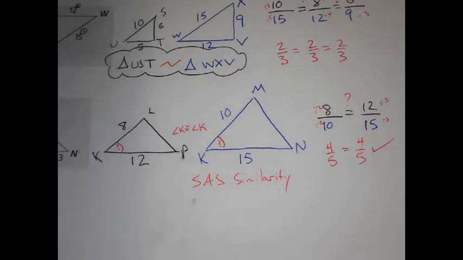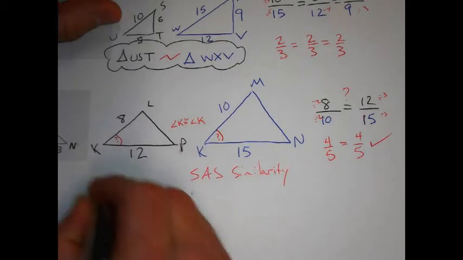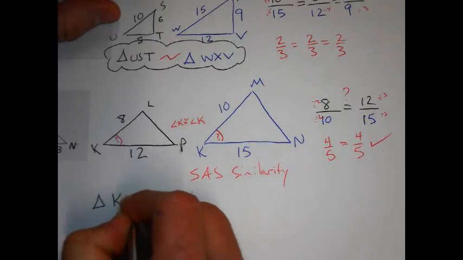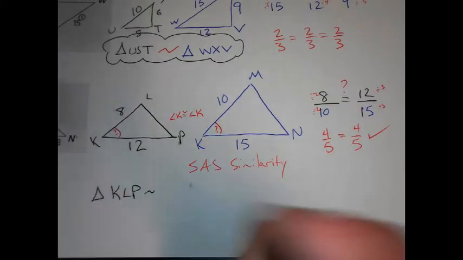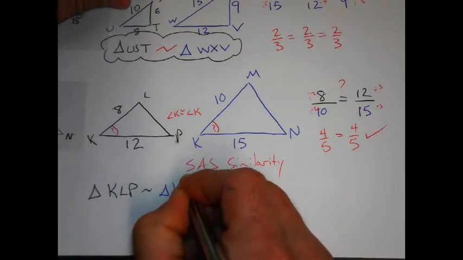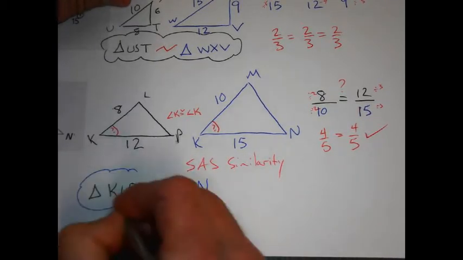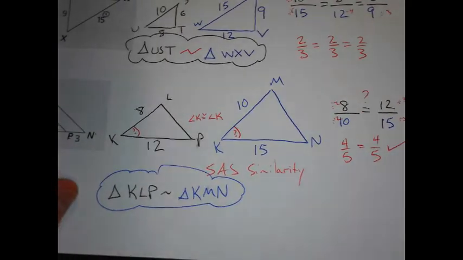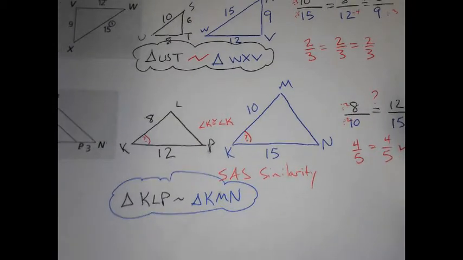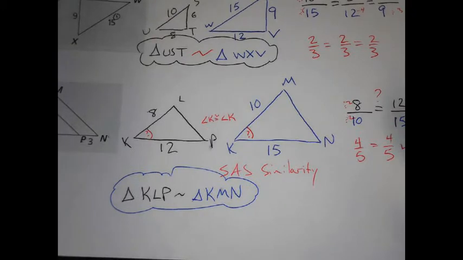All we have to do is write our similarity statement. If I call this triangle KLP, I have to say that it is similar to triangle KMN, and then we are good to go. Okay, so that's how these two new similarity statements come into play. So hopefully that was doable. If not, rewind. Next example.